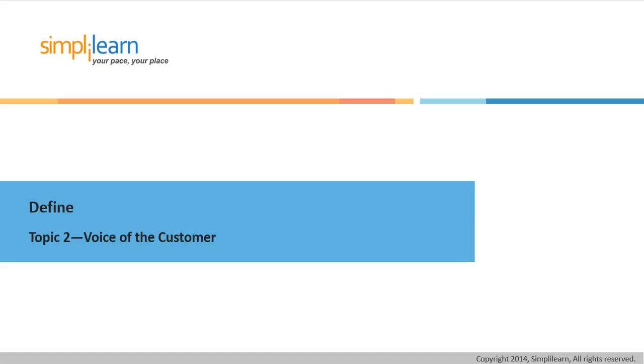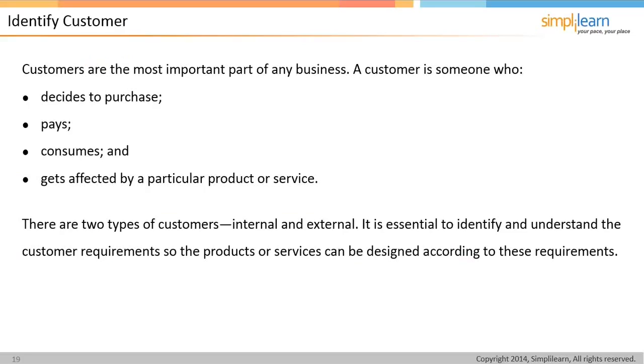Now, the second piece of the define phase is the voice of the customer. They're the most important part of any business. So let's define a customer as being someone who decides to purchase, they pay, they consume, and they get affected by a particular product or service. And this last statement on the slide is really, really important, and something I think a lot of times project leaders and team members miss. Two types of customers. They're both internal and external.